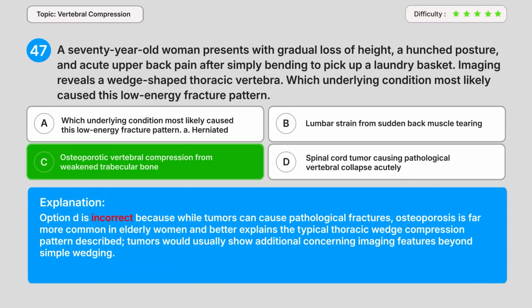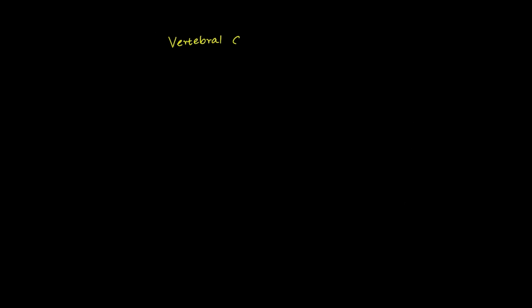Option D is incorrect because while tumors can cause pathological fractures, osteoporosis is far more common in elderly women and better explains the typical thoracic wedge compression pattern described. Tumors would usually show additional concerning imaging features beyond simple wedging. A wedge-shaped vertebra in an older woman almost always points straight at osteoporotic compression.